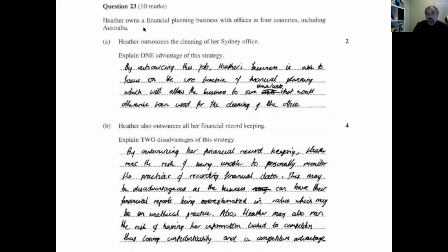So we've got Heather owns a financial planning business with offices in 4 countries, including Australia. Heather outsources the cleaning of her Sydney office. Explain one advantage of this strategy. So again, our stimulus, financial planning in 4 countries, that tells us it's global, including Australia, and she's outsourcing the cleaning of her office. Explain one advantage of this strategy.